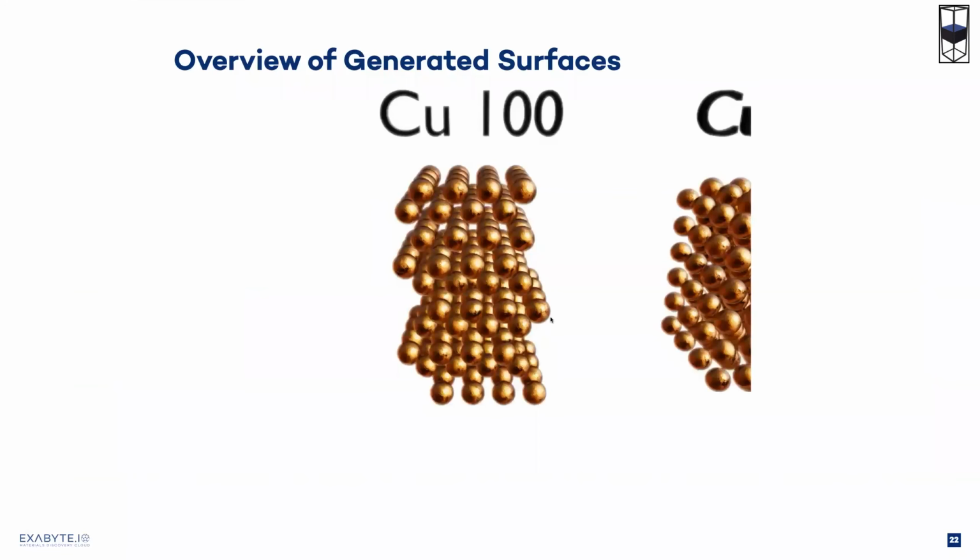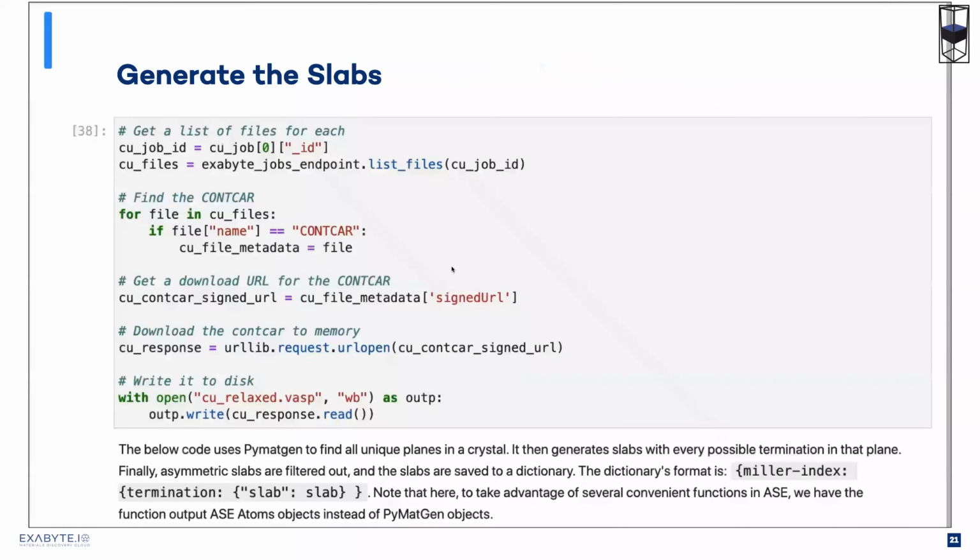Quick question, James, on the previous slide. What is vacuum measured in? If you go back to the vacuum here, slide. I believe this is being measured in angstroms inside of ASE. Okay, so 15 is for angstroms. Yeah, 15 angstrom vacuum between. Okay, thank you.